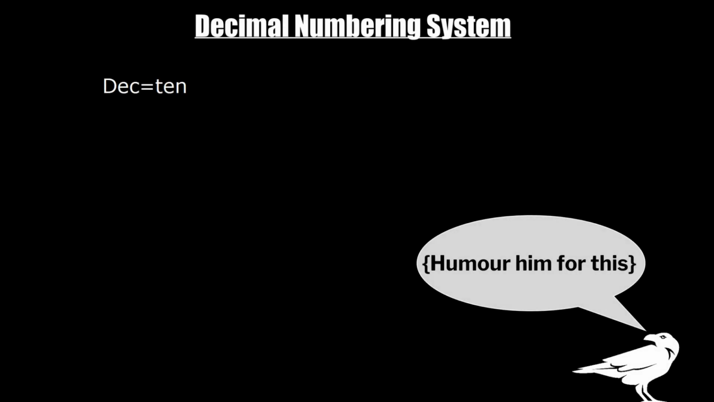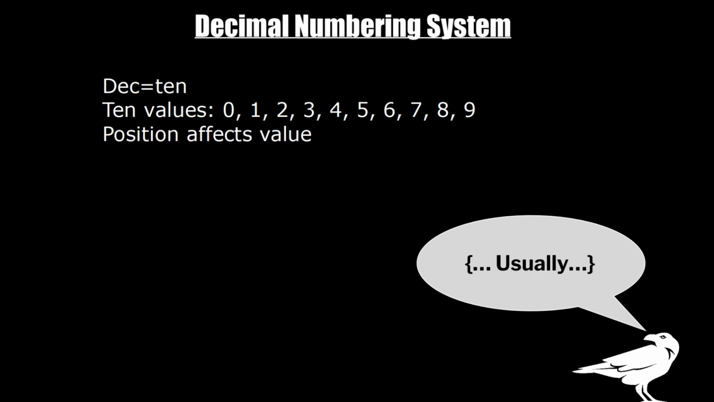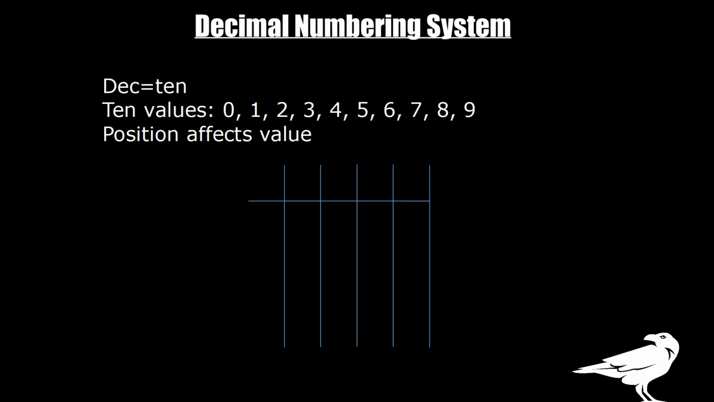First of all, let's look at the decimal numbering system. Let's work with what we know already and use some of that to understand binary. Dec is for 10. So there are 10 values: 0, 1, 2, 3, 4, 5, 6, 7, 8, and 9. I'm pretty sure you guys probably learned this all in primary school. And positioning affects value. I'm going to do that table that your primary school teacher probably showed you, or hell, maybe even your parents showed you before you got to school.